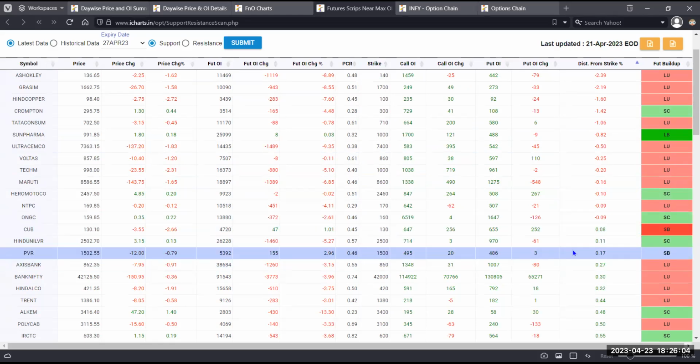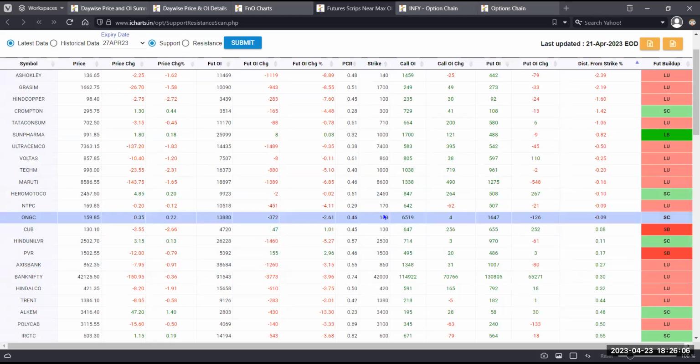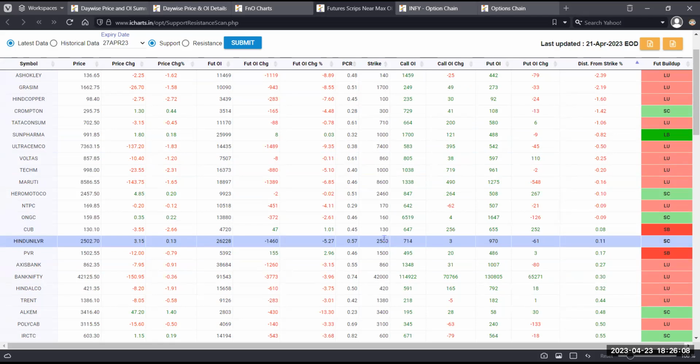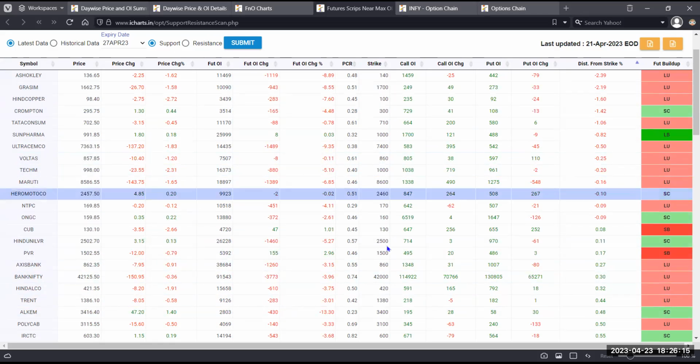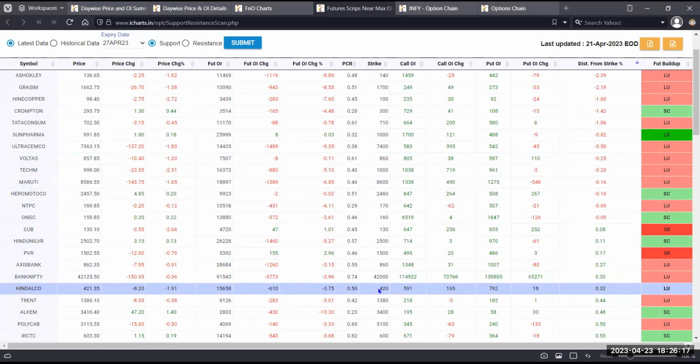The idea here is to identify stocks that are close to your support strike. Support and resistance. For resistance, you'll go to resistance where it'll be close to call strike, not put strike. This will be call strike actually. Okay.